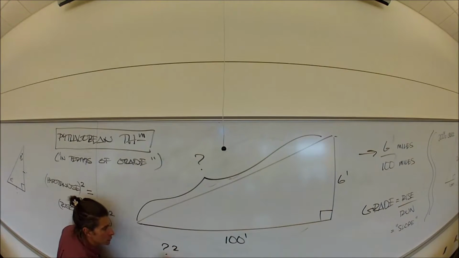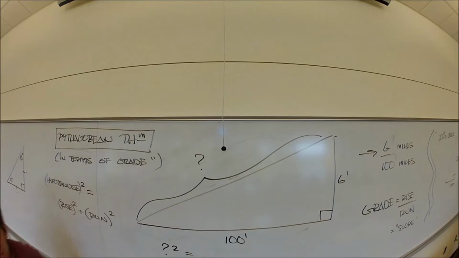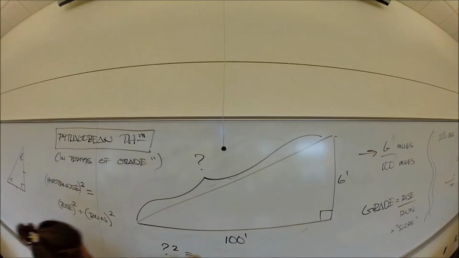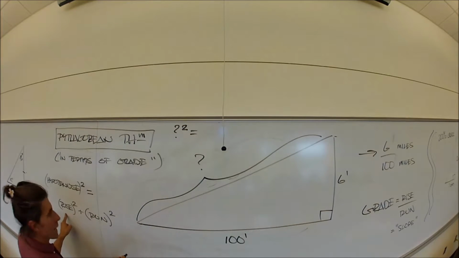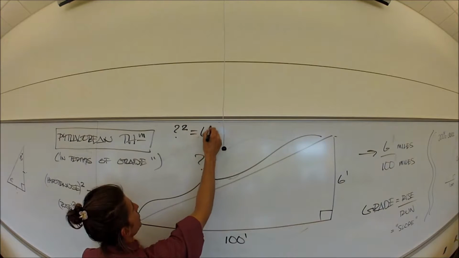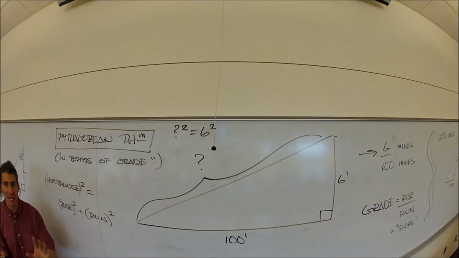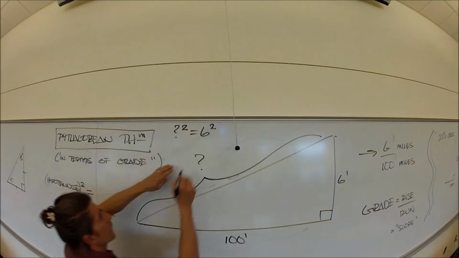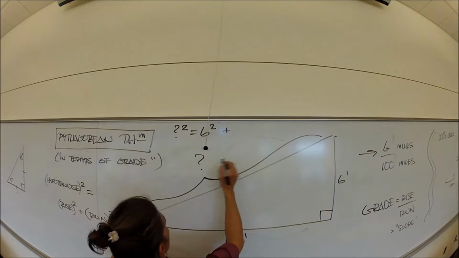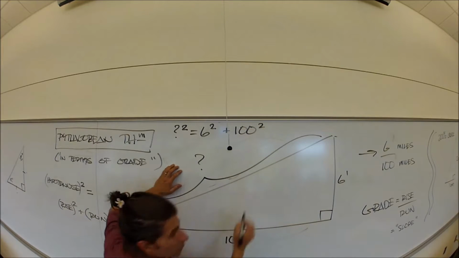So that's question mark squared equals, can we see that now on the camera? Am I getting too low? Almost. I'm going to put it up higher. Question mark squared is rise squared. So rise squared is 6 squared. I'm going to drop the units momentarily. I don't want to focus too much on units right now. Like I said, your second project is devoted to it, but I want to talk about the units but not write them because they can get confusing. Plus the run squared, which is 100 squared.